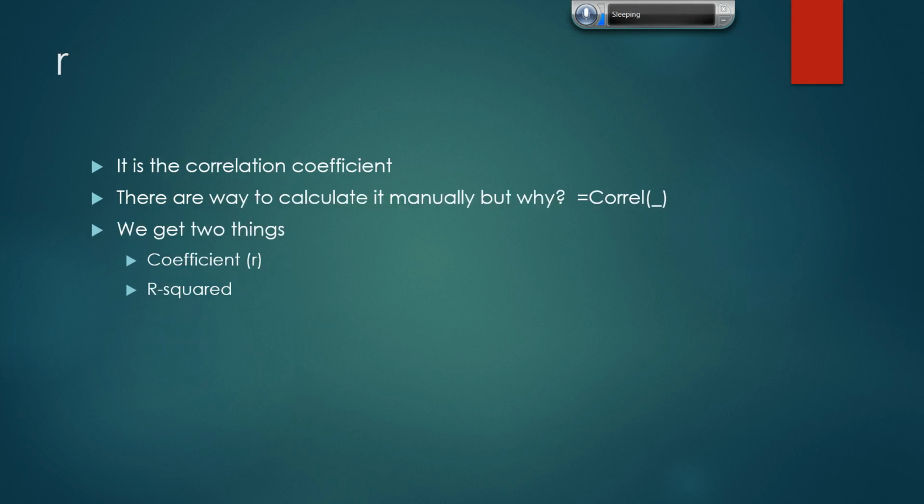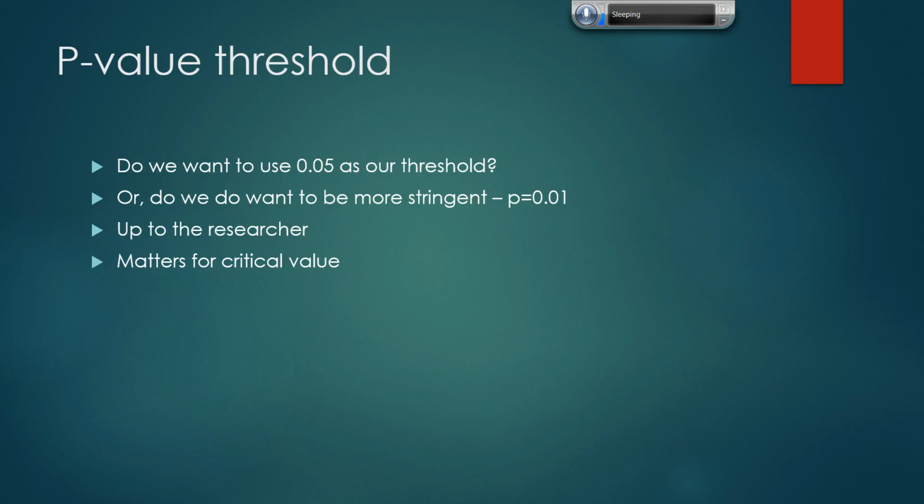First is the correlation coefficient. There are very many ways that software can calculate a correlation coefficient, and you can also calculate it manually, but why would you? You can go into Excel and use the Correl function to calculate your correlation coefficient. When you do that, you're going to get one thing from Excel: the R, the correlation coefficient itself. You can manually calculate the R squared just by multiplying the correlation coefficient by itself.